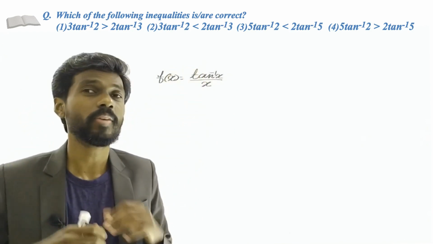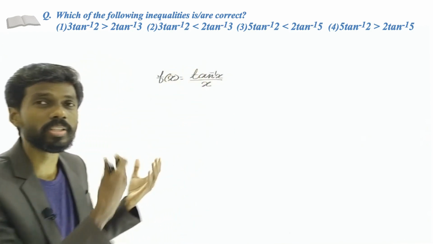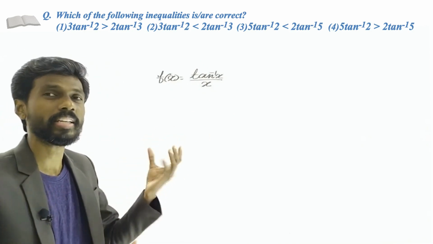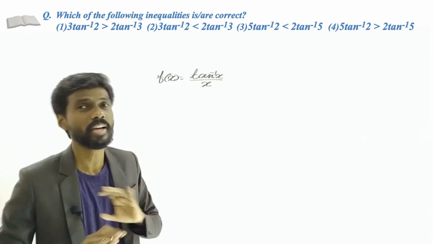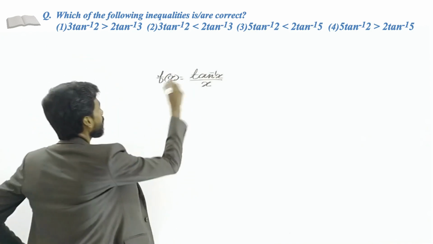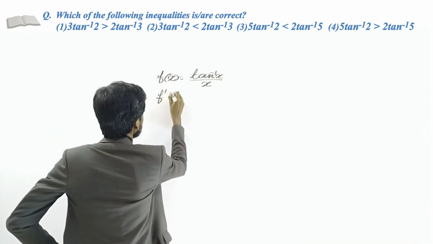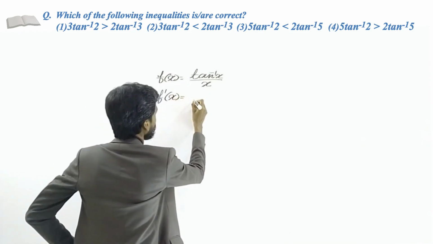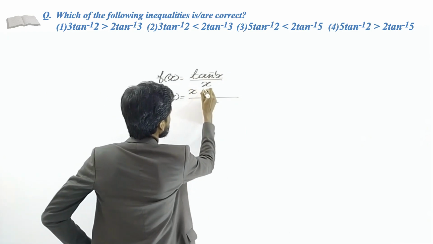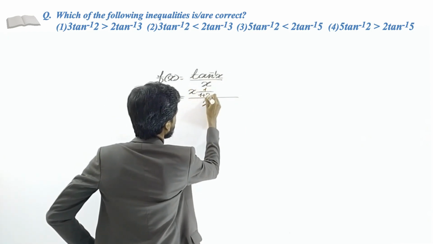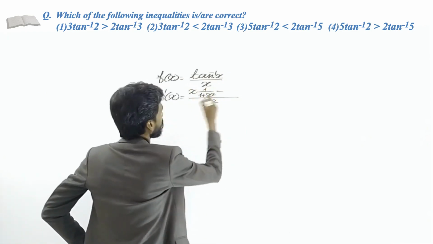Now we have to check whether this is an increasing function. Increasing function means one inequality will be satisfied, decreasing function the reverse inequality. So we only have to check whether this function is increasing or decreasing. That's all. Simply let us find the derivative. So f dash of x equals, by the quotient rule, x multiplied by the derivative of tan inverse x, which is 1 by 1 plus x squared, minus tan inverse x.